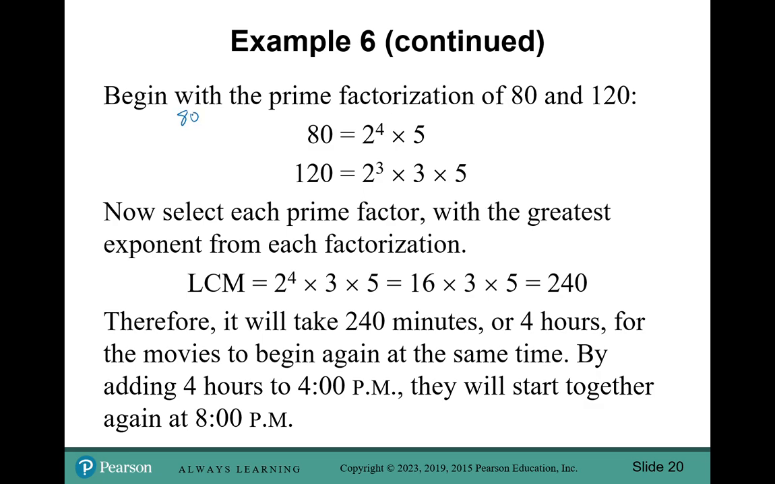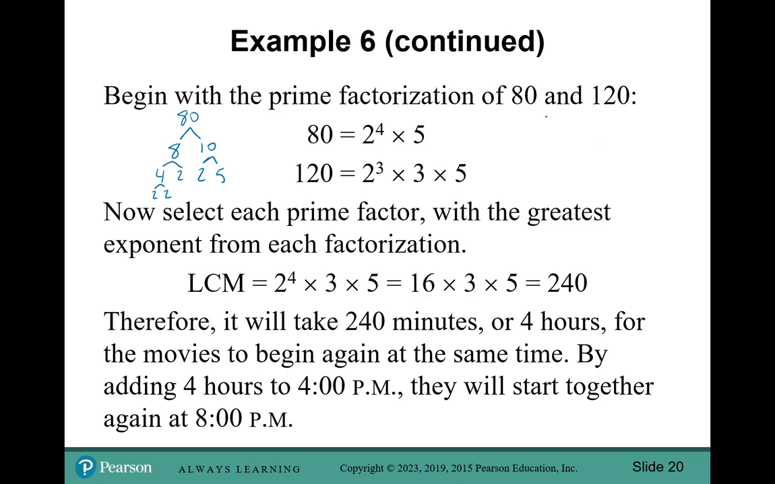Let's go ahead and just double check how those were found. I'm going to break 80 down into 8 and 10. I'm going to break 10 down into 2 and 5. I'm going to break 8 down into 4 and 2. And I'm going to further break that 4 down into 2 and 2. So here is our prime factorization of 80: 2 times 2 times 2 times 2, which is 2 to the 4th, times 5.